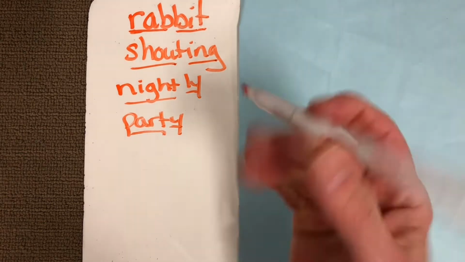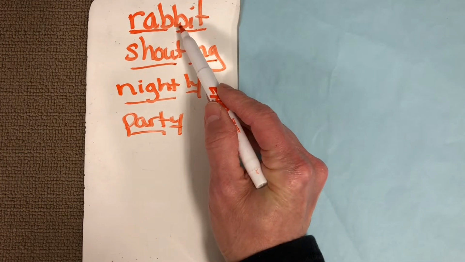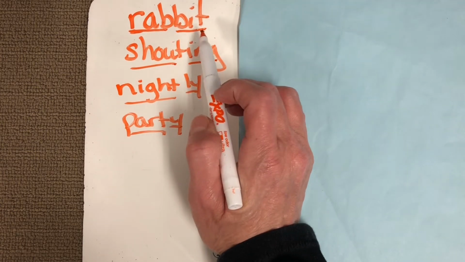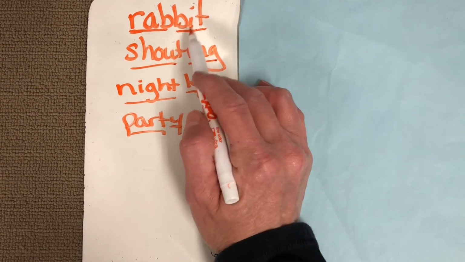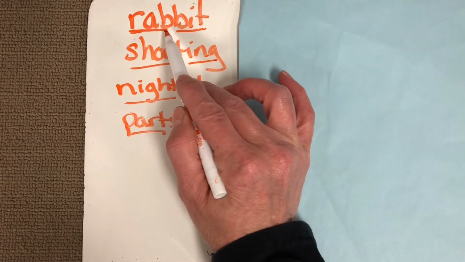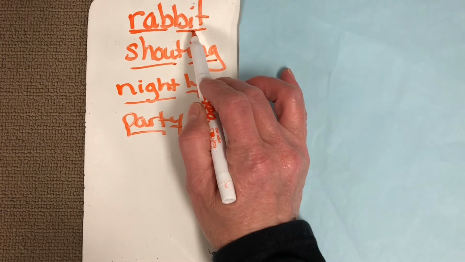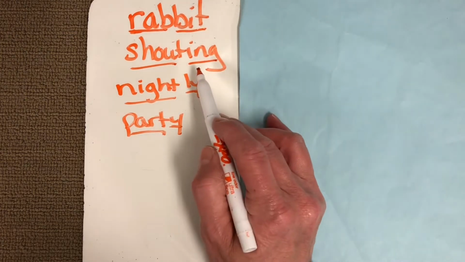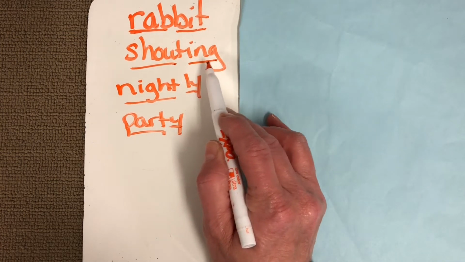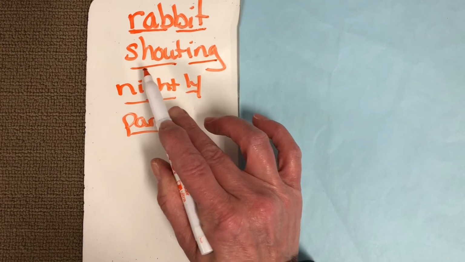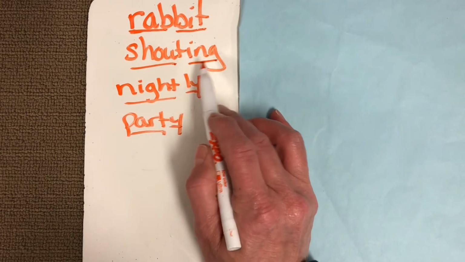If you see a word with a double consonant, we know to separate the syllables between those two like letters. You can figure out the first syllable, rab, the second syllable, bit. What's the word? Rabbit. You can identify the tricky ending ing. We know that this makes the ing ending. So the first syllable is shout, the second syllable ing.